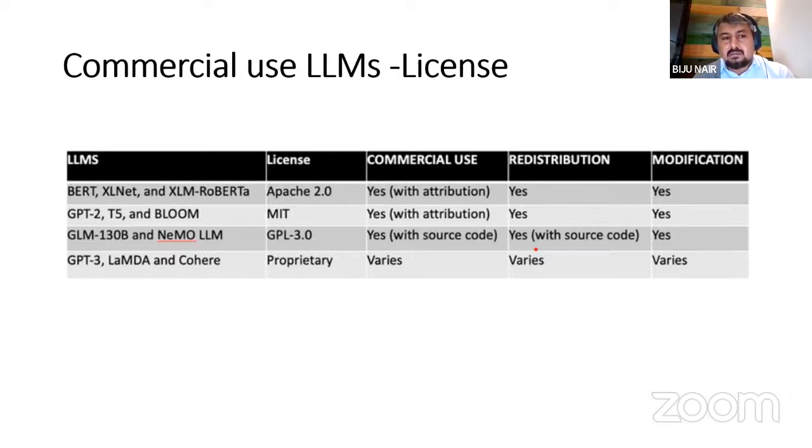The other scenario is GPT-2, T5, and Blue. This is under the MIT license, which is a very permissive license. The only requirement is, for commercial use, yes, you can; what you have to do is provide attribution. Redistribution you can do. You can do modification. Yes. So this is one of the most permissive licenses you can think of in the open source ecosystem.